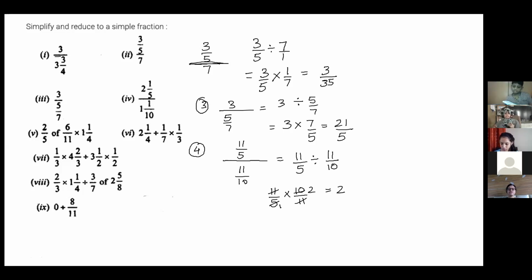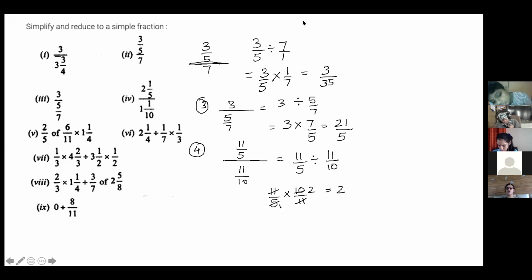Let me explain the fifth question now. In the fifth question, what you have to do? I am erasing the board question. Please don't make me do it again. So please note down the questions till 4. In the fifth question you have to follow the BODMAS rule. Because of is there and multiplication is there.